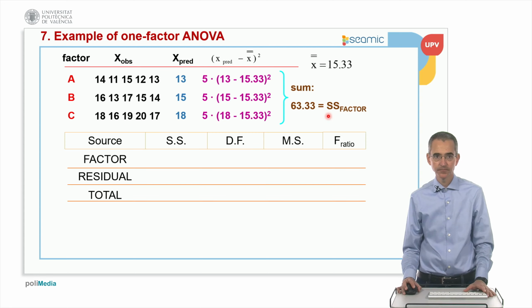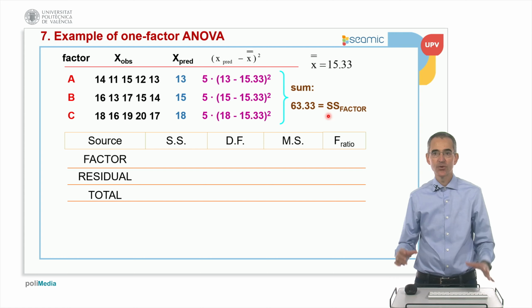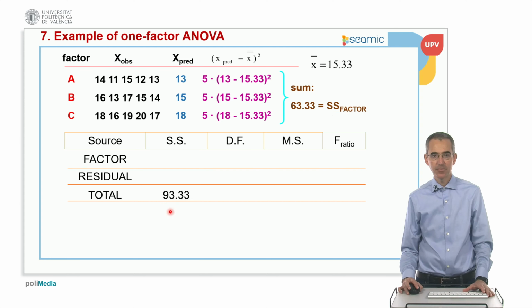Then this is the ANOVA table. Very important: this is the first time that I explain the ANOVA table, and we will see it in a lot of exercises. It is an organized way to put the formulas that I have explained. The first step is the sum of squares total that we have just computed. The next is the sum of squares of the factor, which is this value. Then the residual is obtained as a difference: 93.3 minus 63.3 is 30.